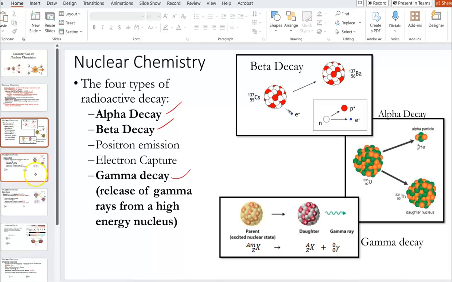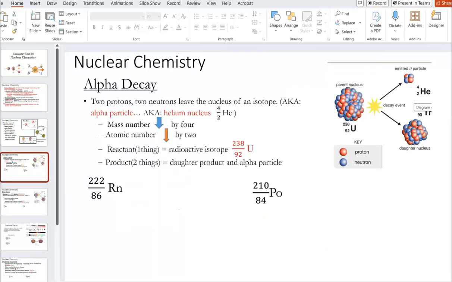What you are going to need for this is a periodic table of elements. You will not be able to do these problems without a periodic table of elements. You shouldn't need a calculator because it's really just simple math.